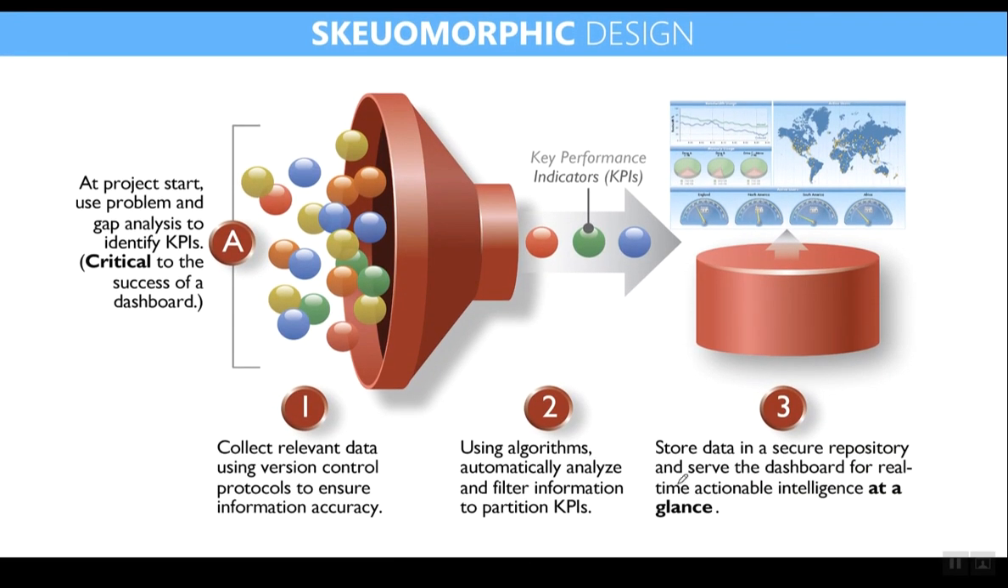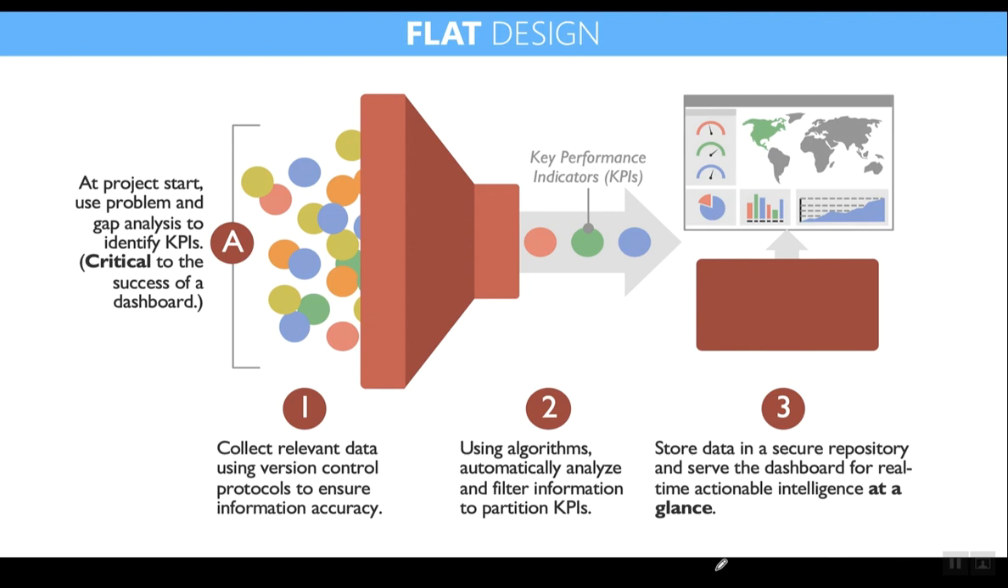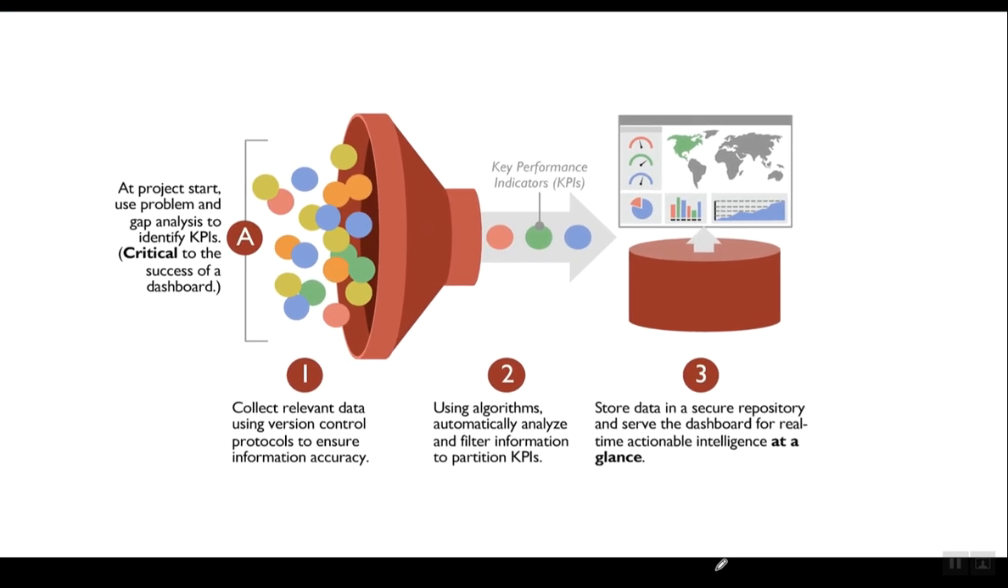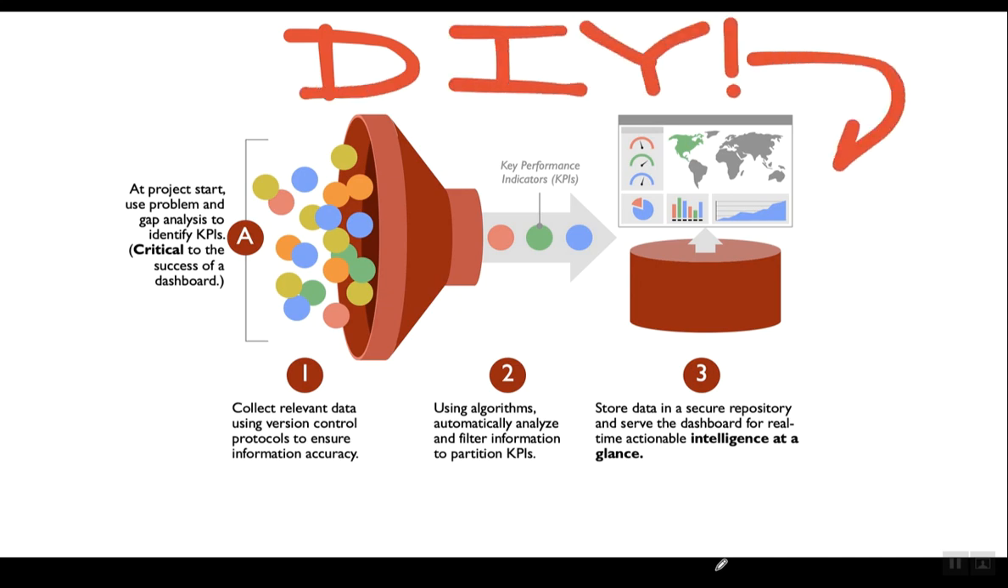So here's some examples. This is a skeuomorphic design. Here we see a lot of graphic embellishment. Here we have a flat design, as simple as humanly possible. And here we have material design. 3D when you need it, 2D when you don't, no unnecessary graphic embellishment, most likely to appeal to the broadest audience. And the good news is you can make this yourself.